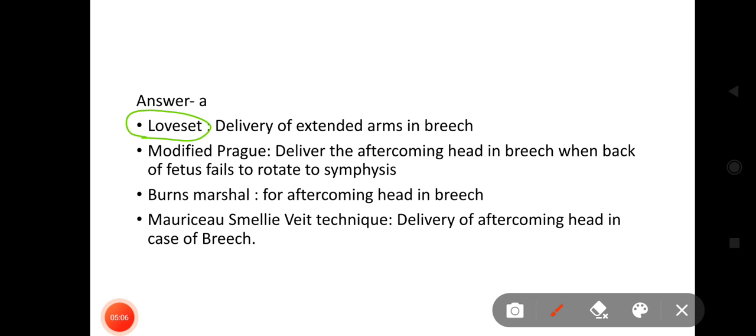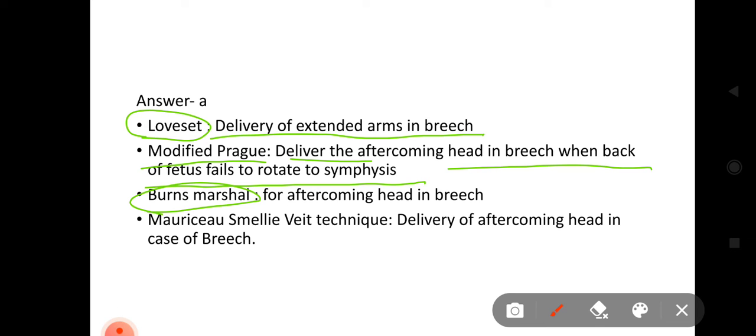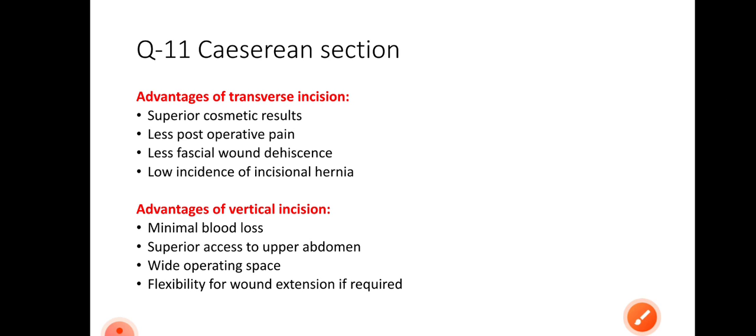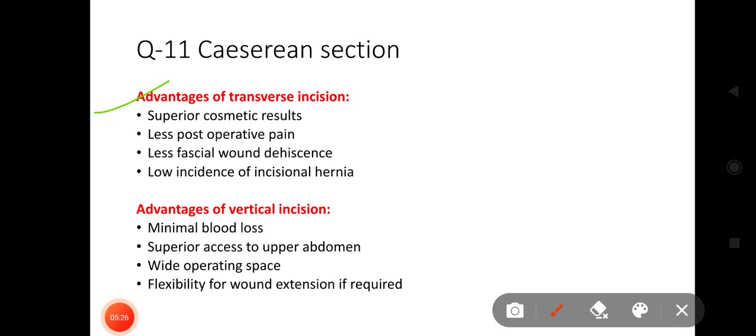Now, Lovset maneuver, delivery of extended arms in breech. Modified Prague, to deliver the after coming head in breech when back of fetus fails to rotate to symphysis. Burns-Marshall maneuver for after coming head in breech. And Mauriceau-Smellie-Veit technique is delivery of after coming head in case of breech. So remember these techniques. Now, points about cesarean section: advantages of transverse incision and advantages of vertical incision.